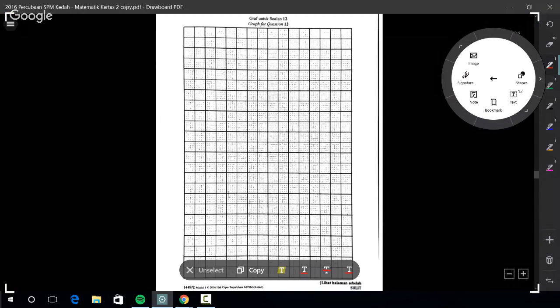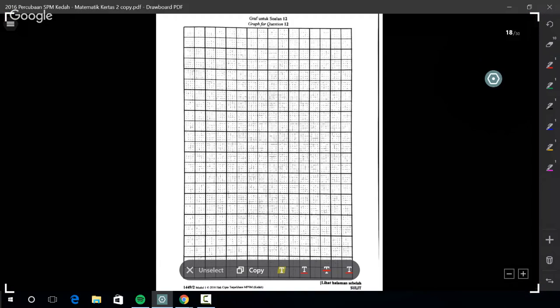Image, signature, bookmark, shapes. Yeah, we have a line here. Red color maybe. Okay, I guess this is line. Yup, this is line. Okay, so what I will do is, this graph paper just doesn't fit so well here.